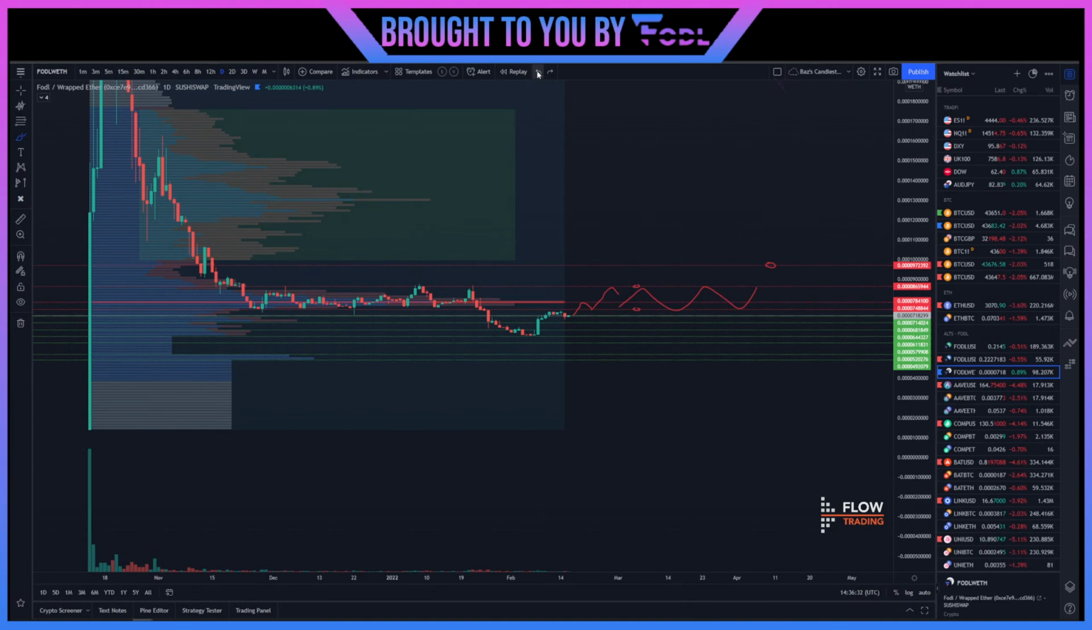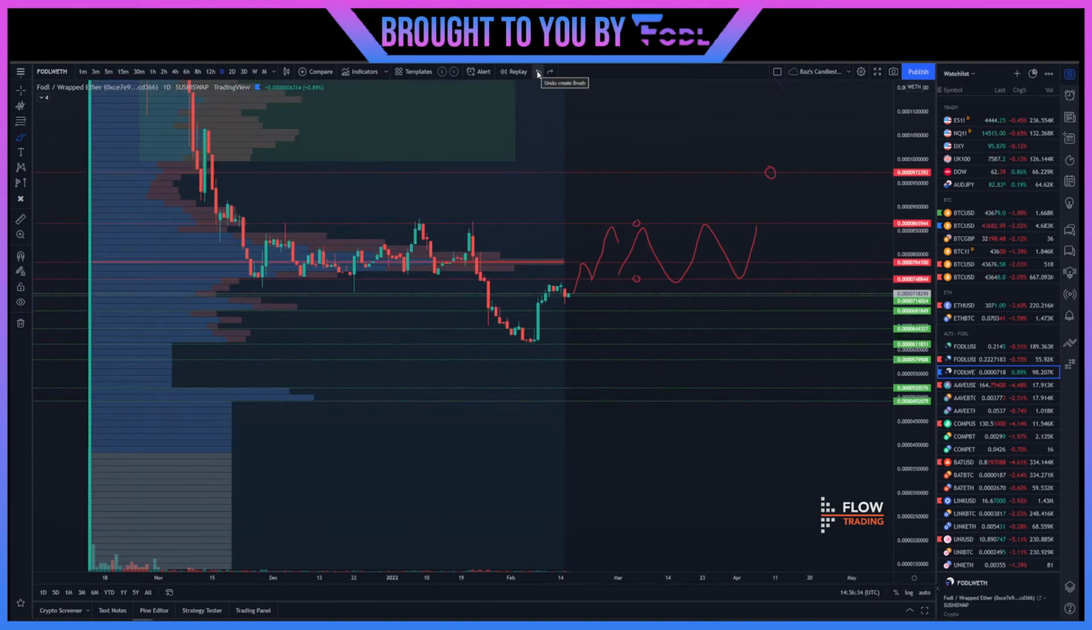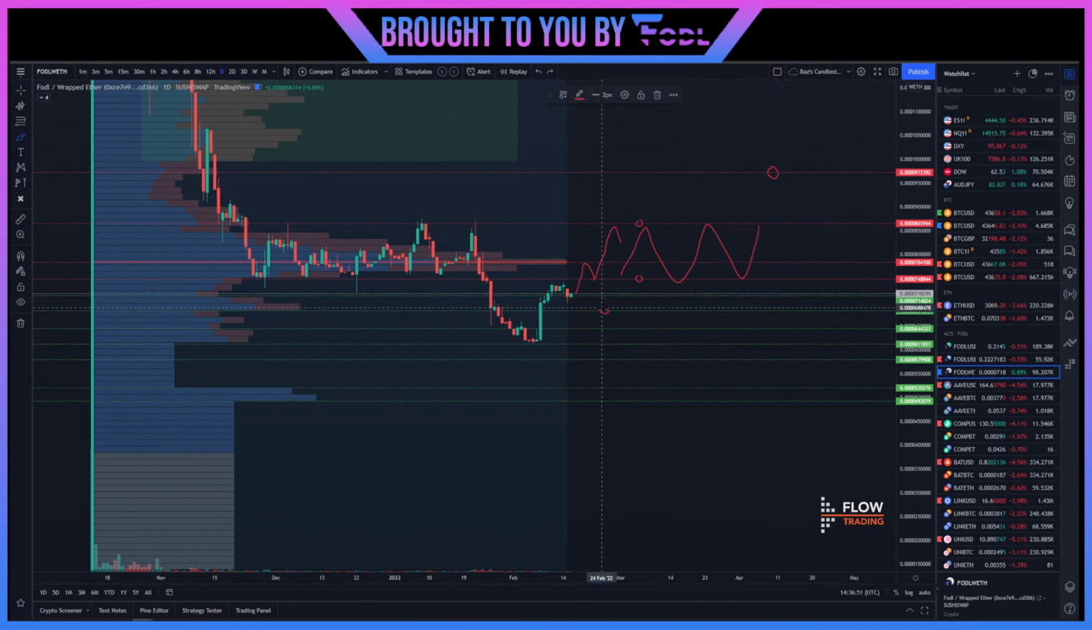So that's all I've got for FODL versus ETH. I hope I made it clear. Like I said, we're printing a higher high and a higher low right now. The price needs to get above these levels to start rotating above. If we have a little pullback, we've got plenty of levels of support down low here. You can see there's high volume clusters here as well. So this would be a significant level of support.